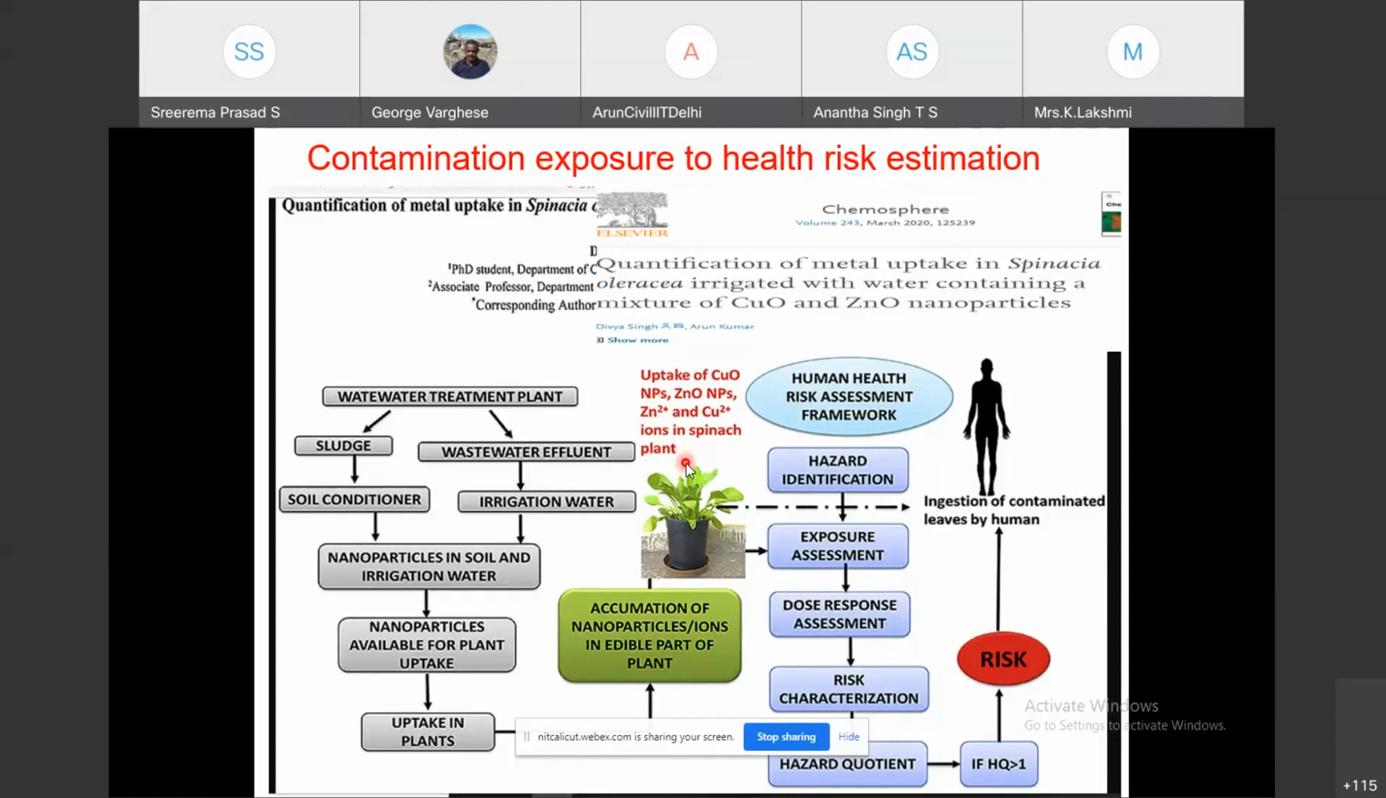Then, is there any quantification of the aggregation of nanoparticles done? Have you come across any such study? After use, one possible fate is aggregation of the nanoparticle, as you said. Is there any quantification of that carried out anywhere? I think you were talking about the initial stage, when we do sweep coagulation or primary sedimentation. These nanoparticles can aggregate, although there is really less chance of homo-aggregation, meaning aggregation between copper oxide and copper oxide. But they can aggregate with other particles, let's say clay or zinc oxide or any other particle.